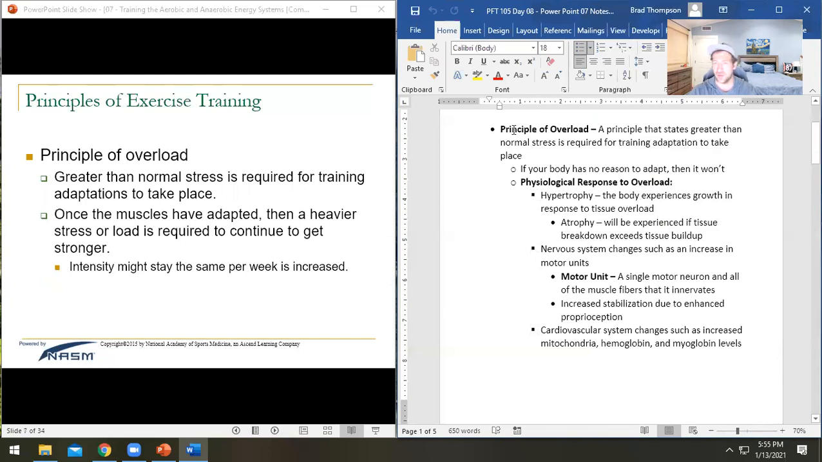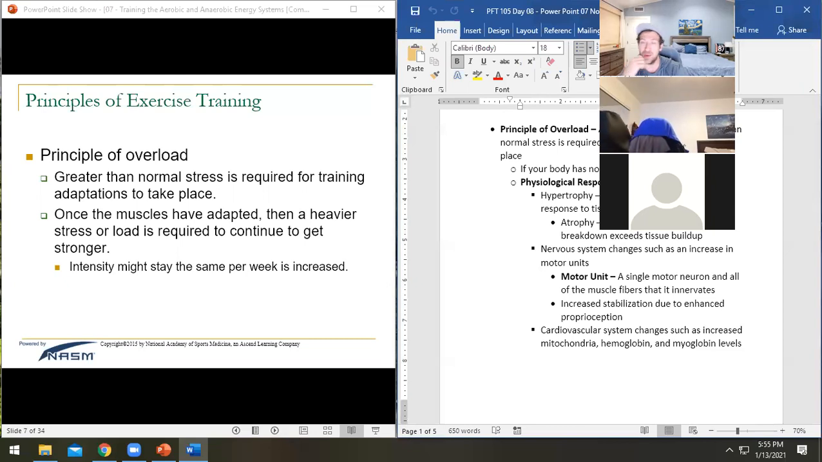So talking about the principle of overload, like I said, we're gonna get philosophical tonight. The first one we're talking about is the principle of overload, right? The principle of overload states that greater than normal stress is required in order for training adaptations to occur. So basically, you have to do something that your body is not good at. You've got to do something that causes your body to go, man, we got broken down. That was a lot of stress on the body, and we didn't really succeed. We should adapt to this and get better at it, right? So once your muscles have adapted, you're gonna need a new, heavier stress in order to see that improvement.